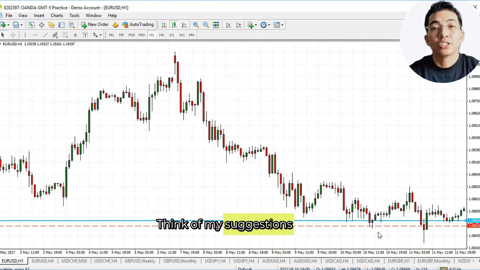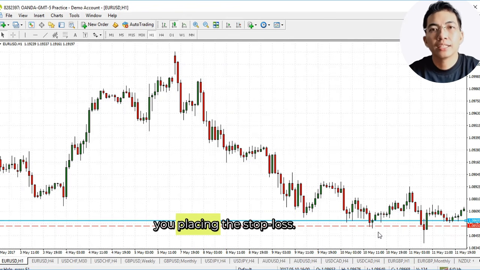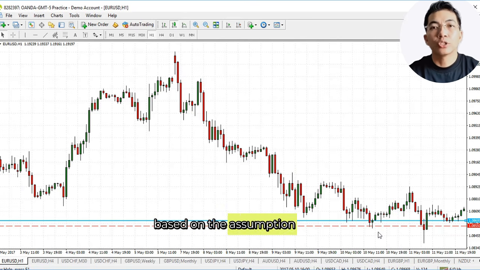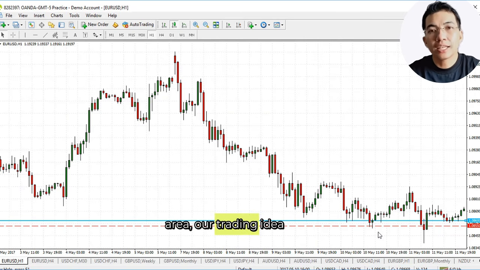Think of my suggestions I have given to you placing the stop loss. I want you to place the stop loss in an area that proves that your analysis was wrong. Our trading idea is based on the assumption that the support is going to hold and reject all the attempts of the sellers to break this area and push the price lower. So if the price goes below the support area, our trading idea won't be valid anymore.